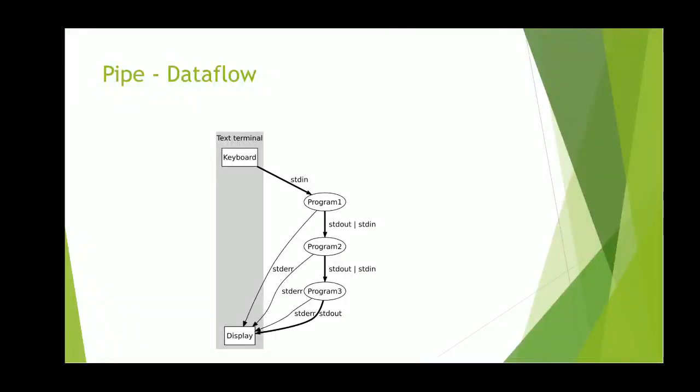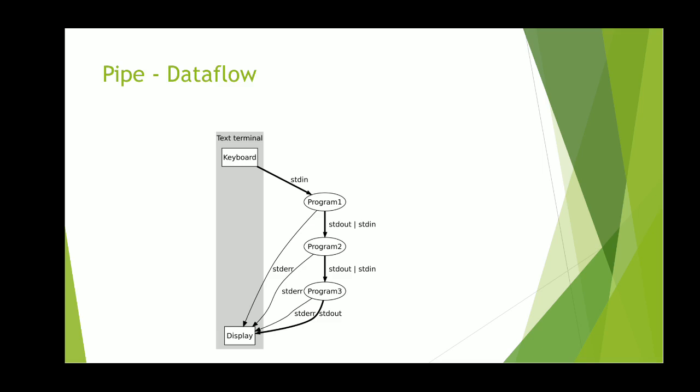Here we can see there are three programs: program 1, program 2 and program 3, which are connected through pipes. There are two pipes, pipe 1 and pipe 2. The standard input stream of program 1 is the keyboard, because program 1 is executing from the terminal, and the values entered in the terminal are given to program 1. Here the keyboard acts as the standard input.